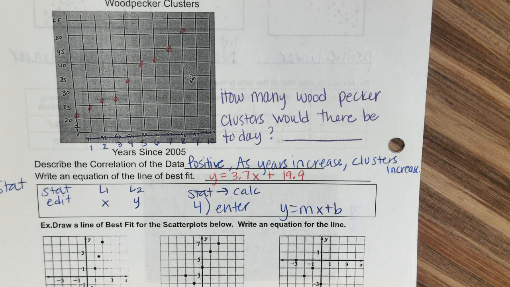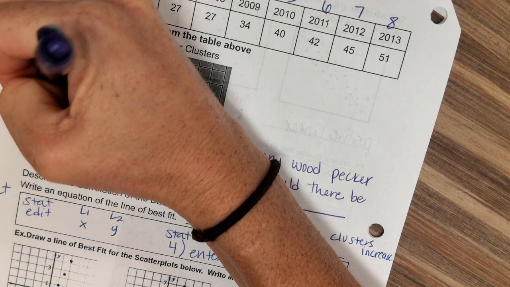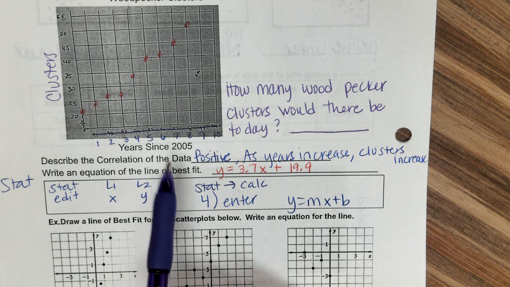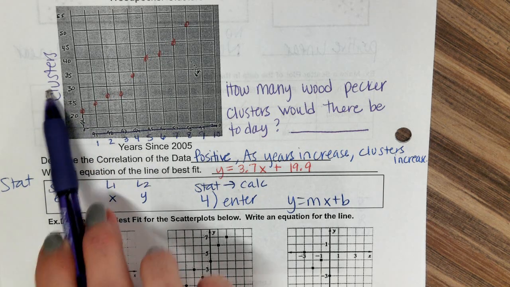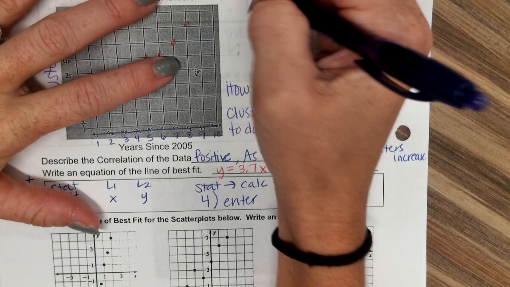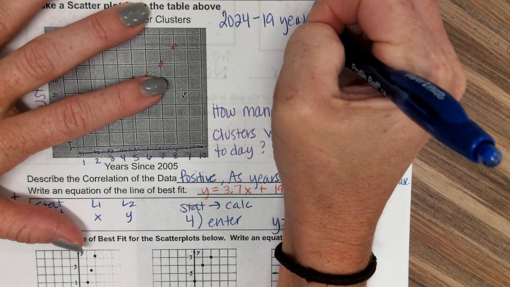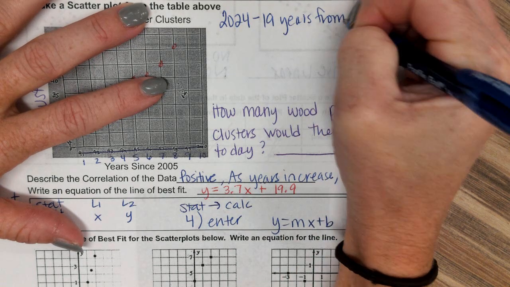So how would we use this equation to solve? Well, the clusters are on the y-axis, yes, and the years since 2005 are on the x-axis. Well, what year are we in today? 2024. How many years since 2005 is that? 19 years. So we're going to plug 19 in for which value, x or y? For x. So in 2024, we are 19 years from 2005.